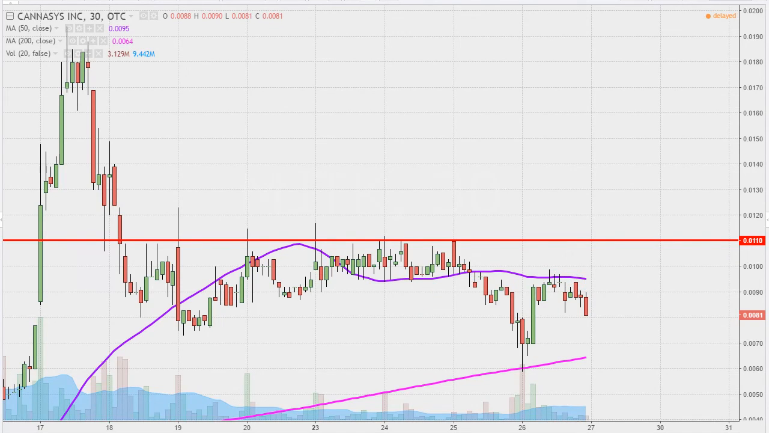So all in all, not a great day by any stretch. However, a very good day in the sense of the bulls maintaining that long-term moving average. So we'll see if they can continue to do that or not going forward.